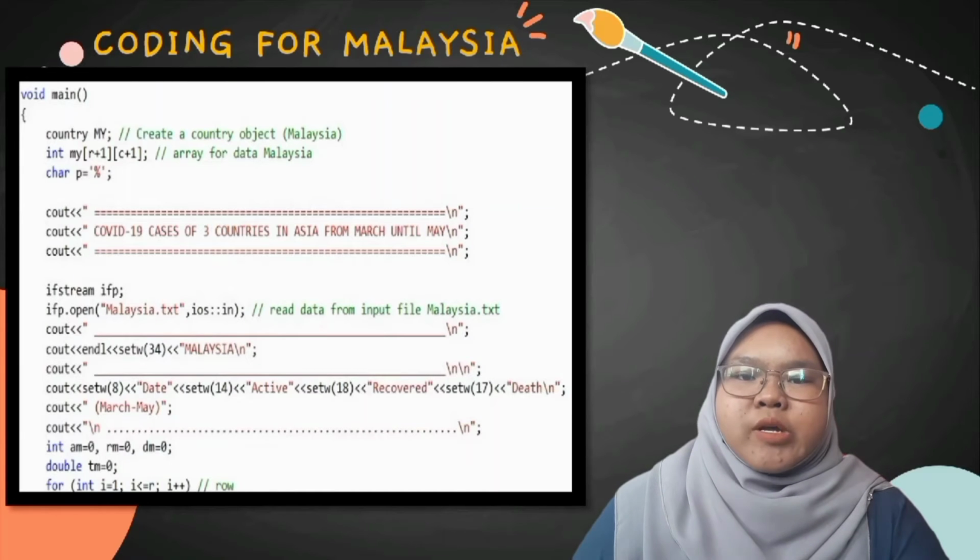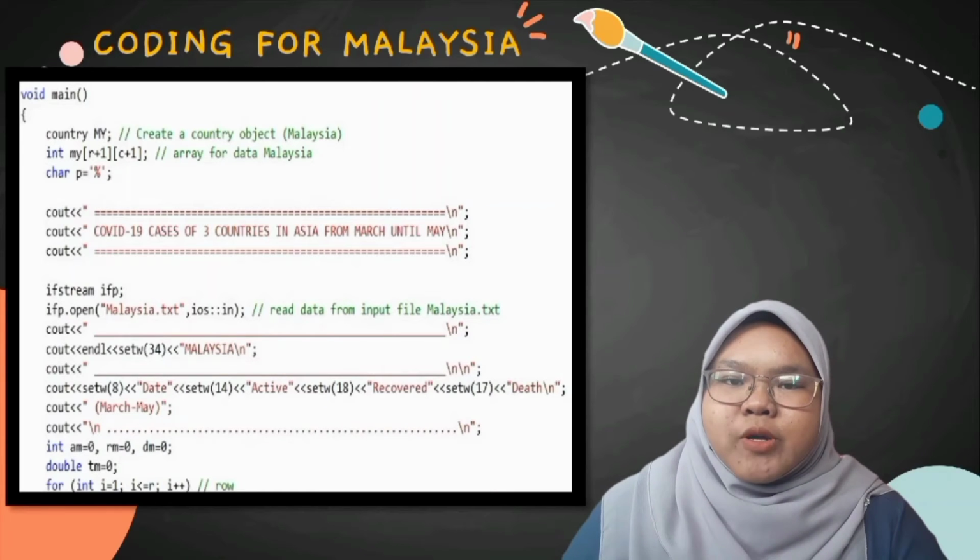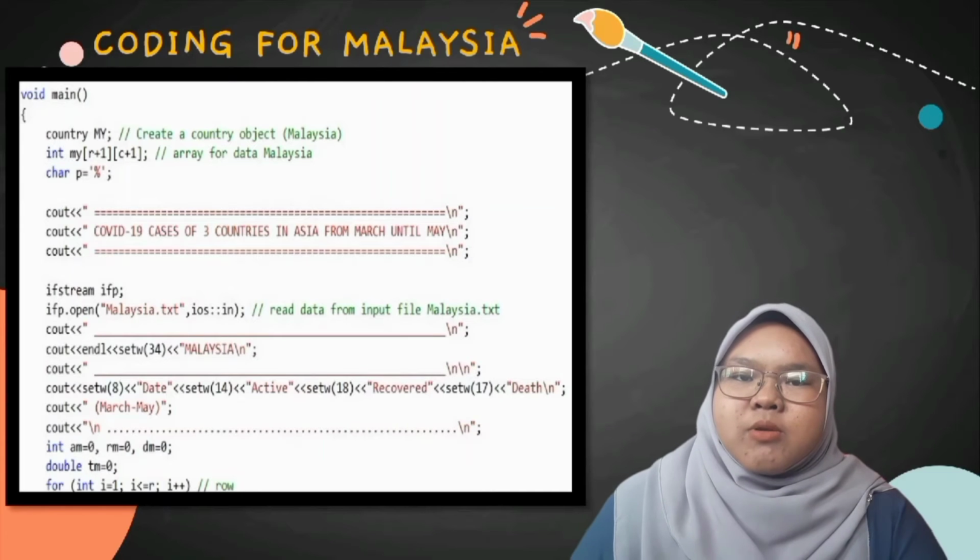Since we use an input file that has our data, we need to write ifstream ifp semicolon. To read the data from the input file, we write ifp.open malaysia.txt ios::in, and below that, we write what we want to display the output.